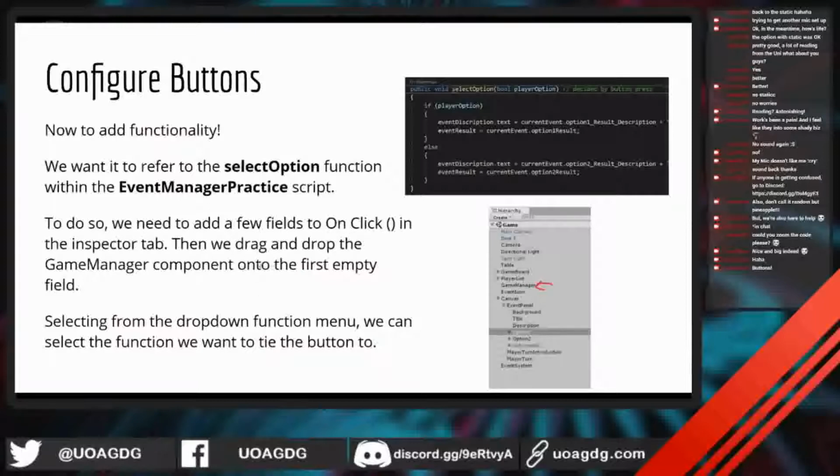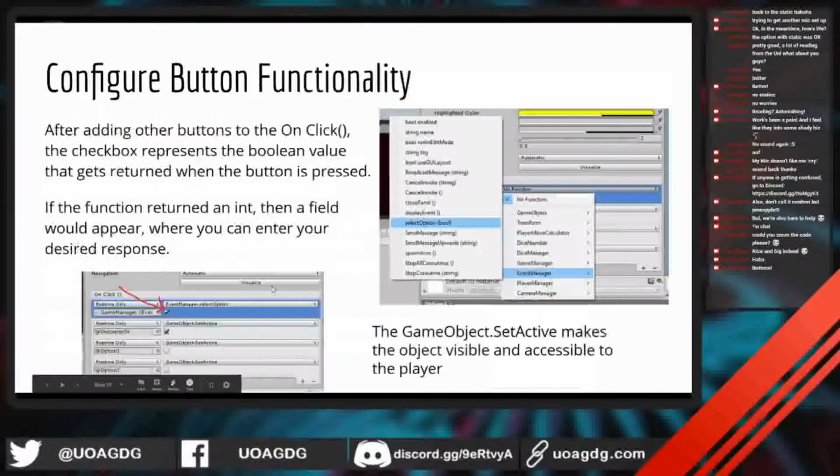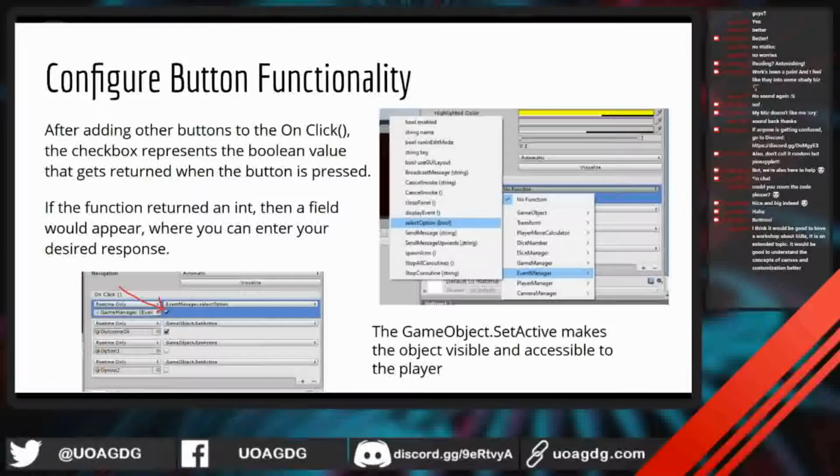On click, we need a few fields there to handle the actual displaying and results over here. I pretty much already covered it. So on click, drag and drop your game manager from the left hand side into the inspector window on the right hand side under on click, and then from that you can select a function from it.